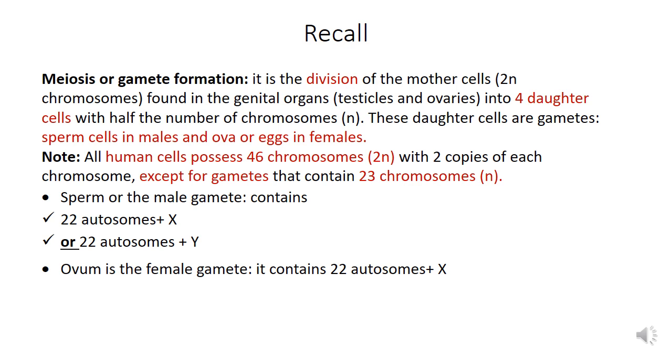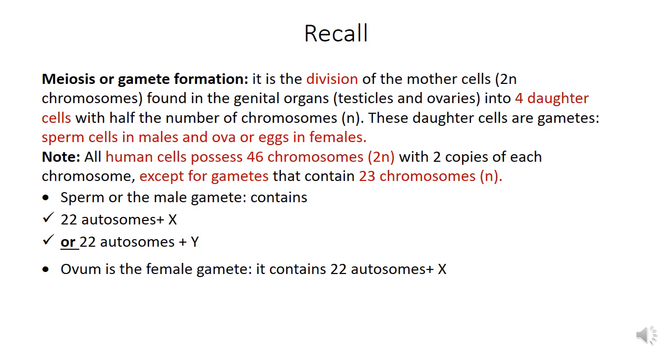What is meiosis? Meiosis, also called gamete formation, is the division of the mother cells that have 2N chromosomes, found in the genital organs, testicles in man, ovaries in woman, into 4 daughter cells with half the number of chromosomes, which means having N chromosomes instead of 2N. These daughter cells are gametes, sperm cells in males and ova or eggs in females.